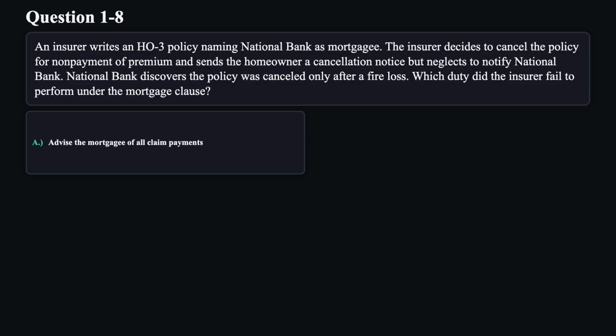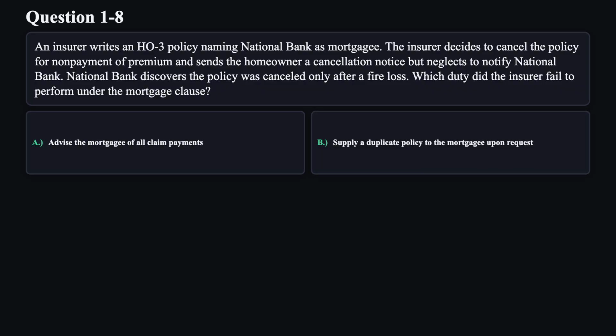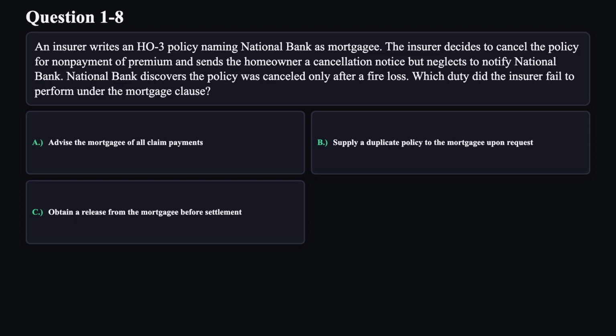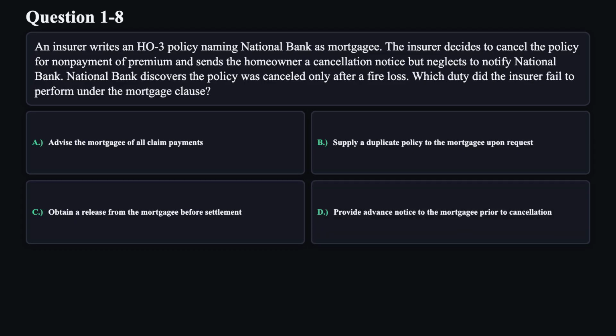A. Advise the mortgagee of all claim payments. B. Supply a duplicate policy to the mortgagee upon request. C. Obtain a release from the mortgagee before settlement. D. Provide advance notice to the mortgagee prior to cancellation.